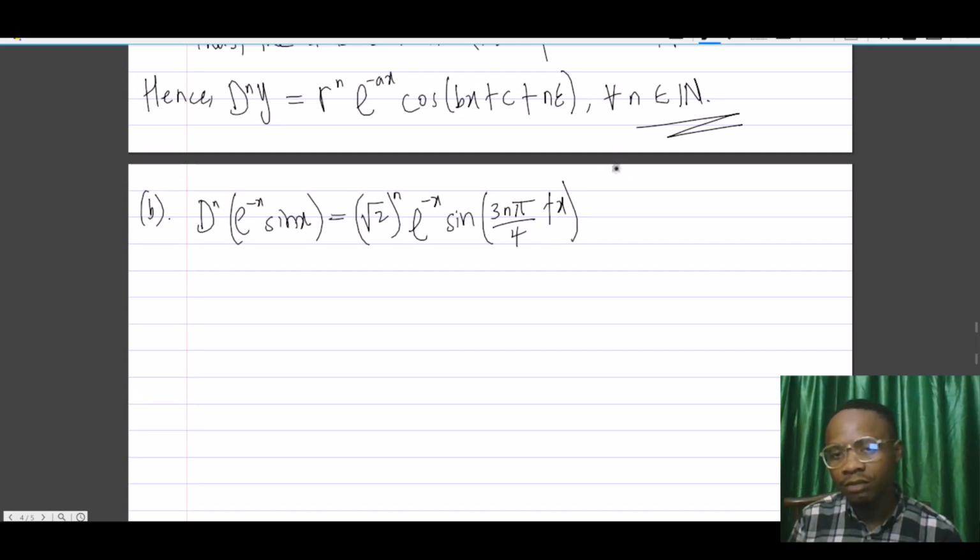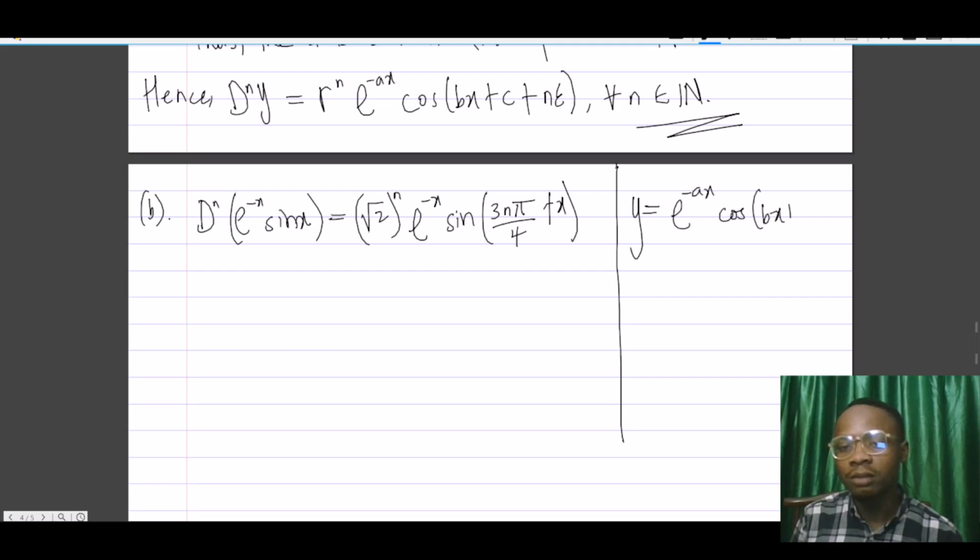So, some rough work now, not part of the solution. We know that the given function, which we just established its derivative to be equal to this, was actually e to the power of minus ax cos bx plus c. Okay, and we obtained its derivative to be equal to this. All right, so now we have something similar. So let's call that y star. Then the function that we now want to get its derivative of is e to the power of minus x multiplied by sine x.